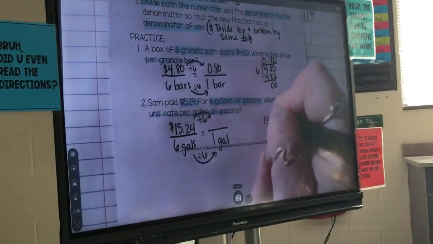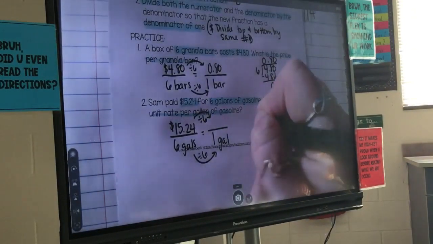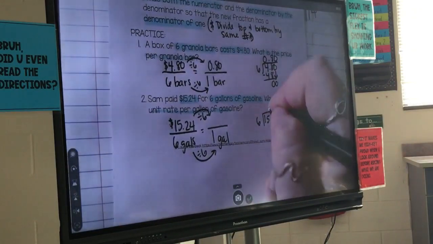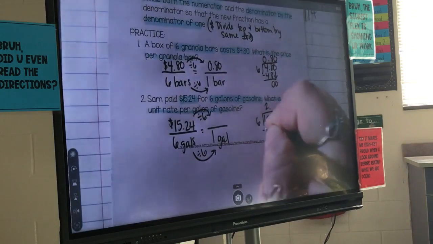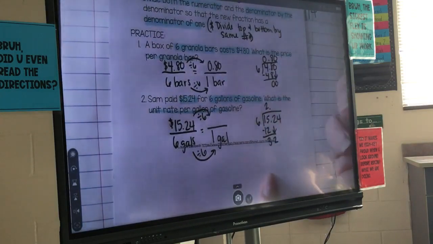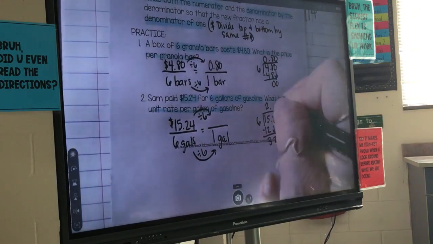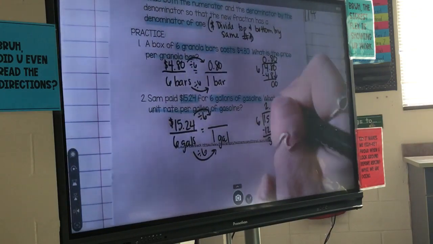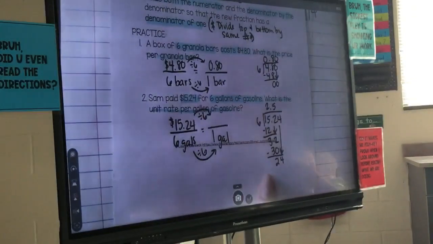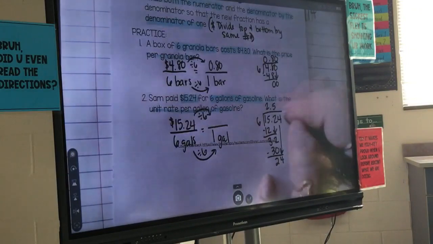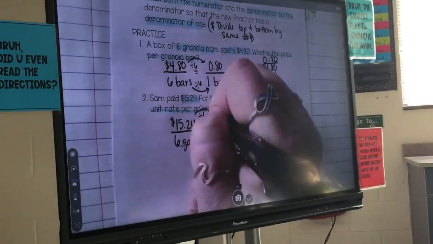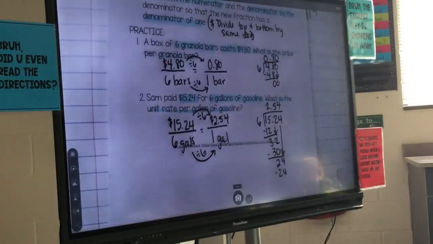So $15.24 divided by 6. What can I multiply 6 by to get close to 15? 2. Okay, what can I multiply 6 by to get close to 32? 5. And what do I multiply 6 by to get 24? 4. So the amount per gallon is $2.54.